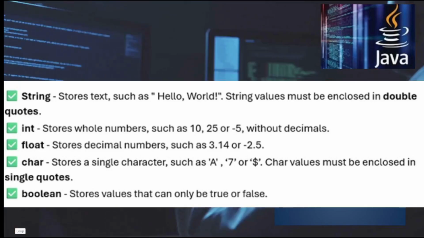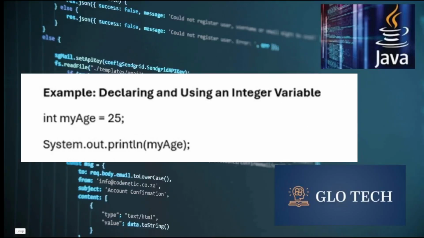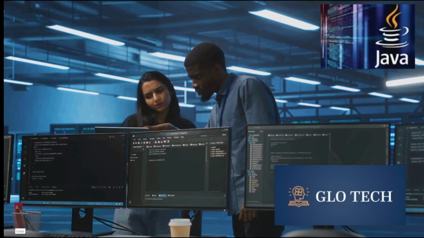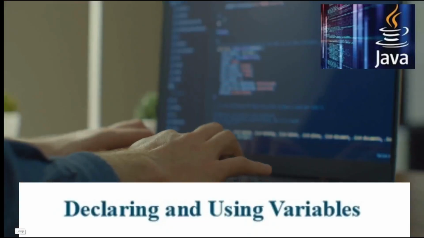or false. Each data type comes with its own set of rules and limitations. For instance, you can't store text in an int variable meant for whole numbers. Understanding the characteristics of each data type is vital for choosing the right one for the task at hand.